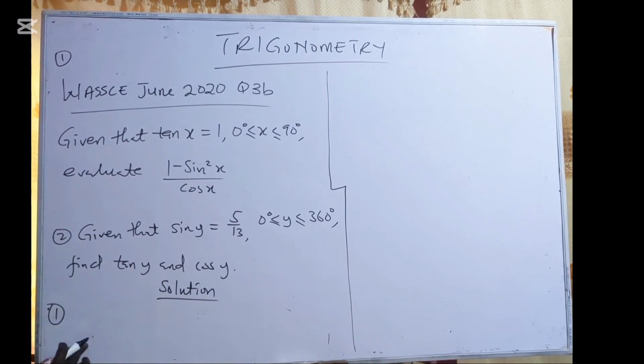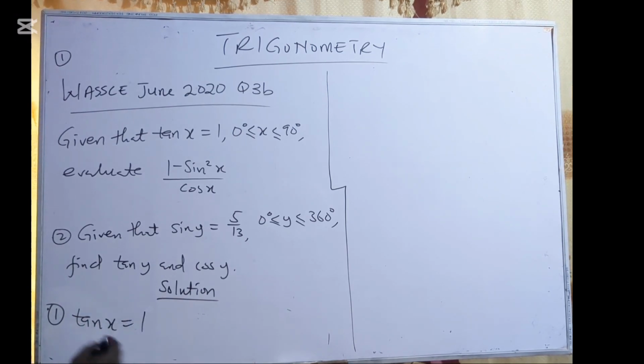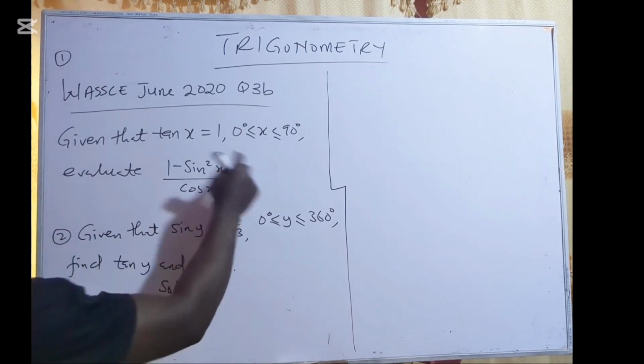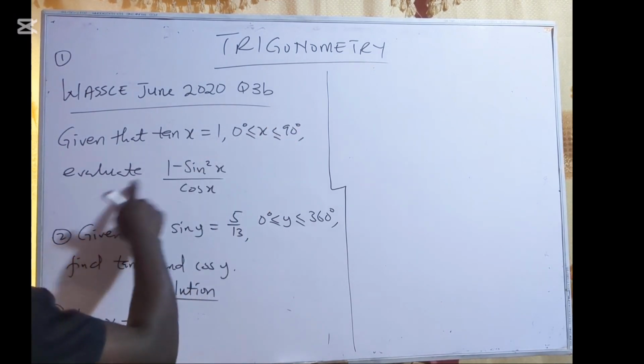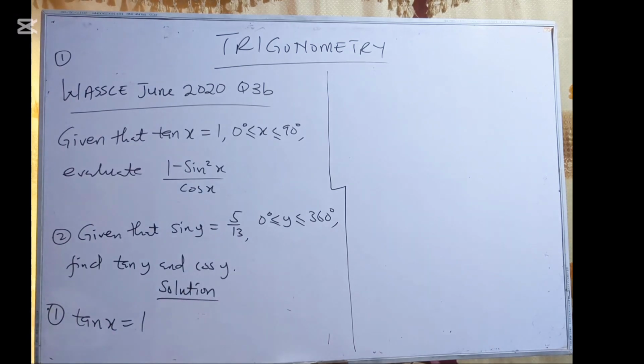Given that tan x is equal to 1, where the angle is in the first quadrant, evaluate (1 minus sine squared x) over cos x. Take note here, I'm giving tan x as 1. You know that when you are given the trigonometric ratio, it should be a fraction. So this is 1, and we only have a whole number here.